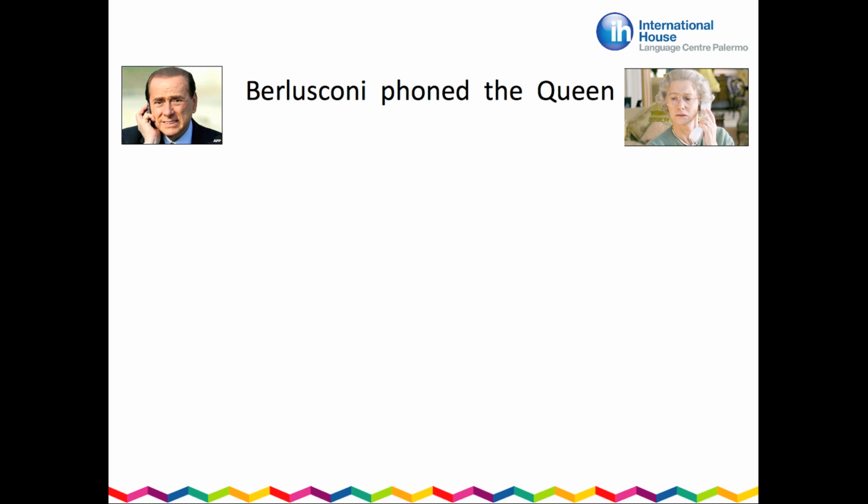Very simple, this sentence. Berlusconi is of course the subject, and phoned is the verb in the past, and the Queen is the object of the sentence. Now there are two different questions we can make from this simple sentence.